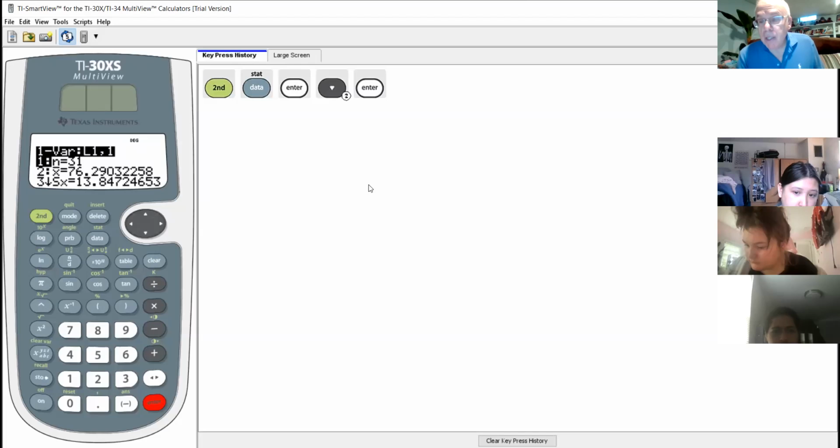The sample mean. Now, in this course, at least when we're dealing with data sets, we're dealing with samples. So that's the sample mean. In other words, if we added all 31 numbers up and divided by 31, we would get this number, 76.29. Give me a thumbs up if that's what you see on your calculator. Are you seeing that on your calculator?